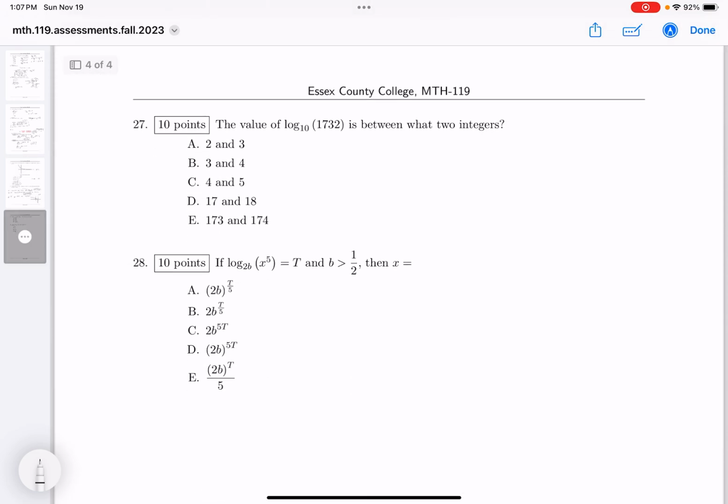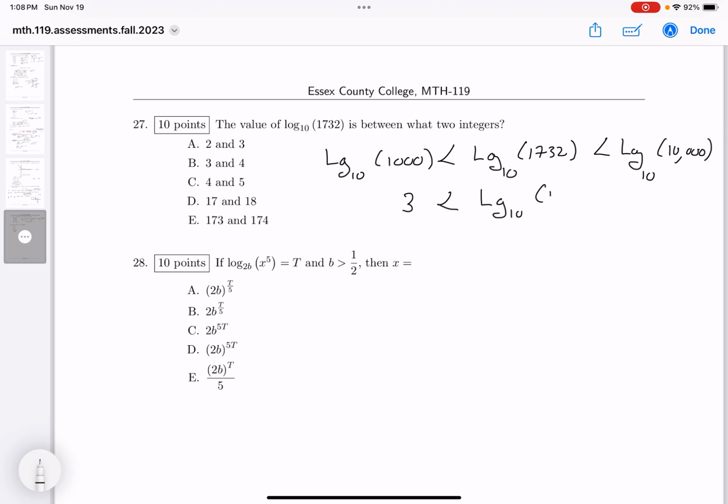Some more multiple choice questions. Over here they ask what integers it is between. Well, if I were thinking about this, log base 10 of 1732 is between two integer values, by the way. And the way I would do this over here, I'd say, oh, log base 10. Well, what number is easy to evaluate below 1732? That would be 1,000. That's pretty easy. And what number above this would be easy for me to do? And that would be 10,000. All right. What are the integers here? This would be 3. This is log base 10 of 1732. And log base 10 of 10,000 is going to be the number 4.